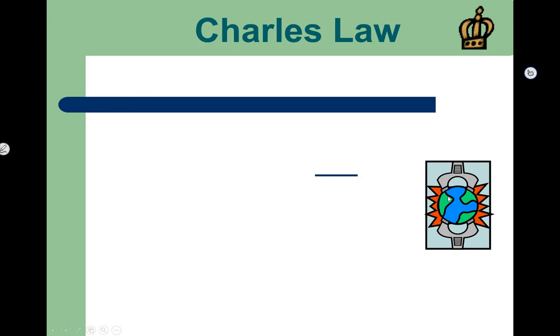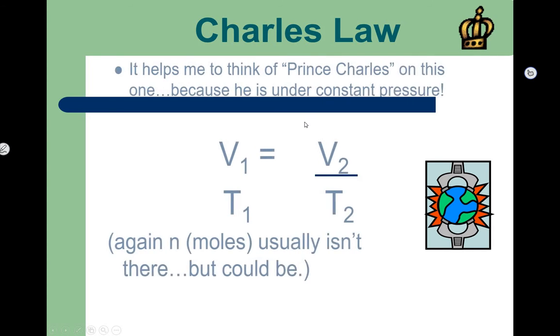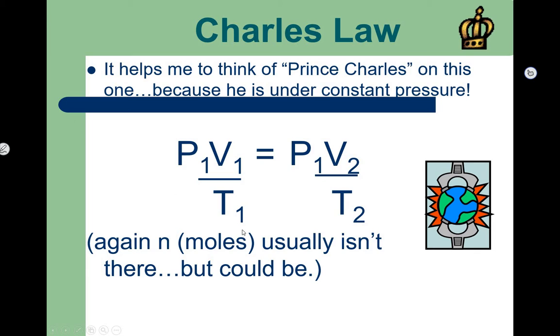Okay, so the next law is Charles. When I think of Charles, I think of Prince Charles, and how he's under constant pressure from the paparazzi, trying to get pictures and trying to get things from him and wanting him to do certain things. So I think pressure. So as we look at the combined gas law, pressure is going to drop away. Anything that's held constant drops out of the combined gas law. This is Charles's law. Again, N could be on the bottom, but it's not.